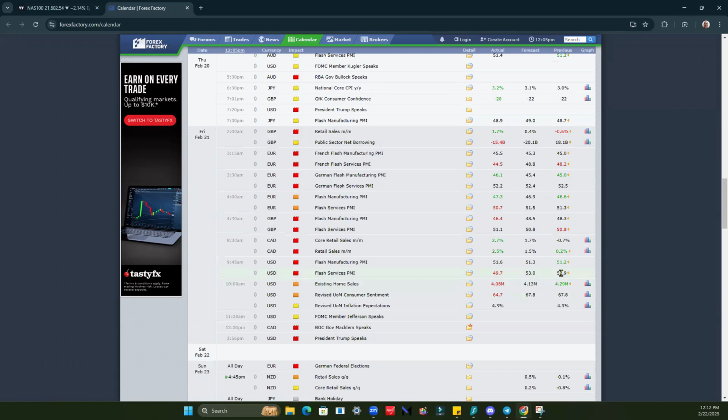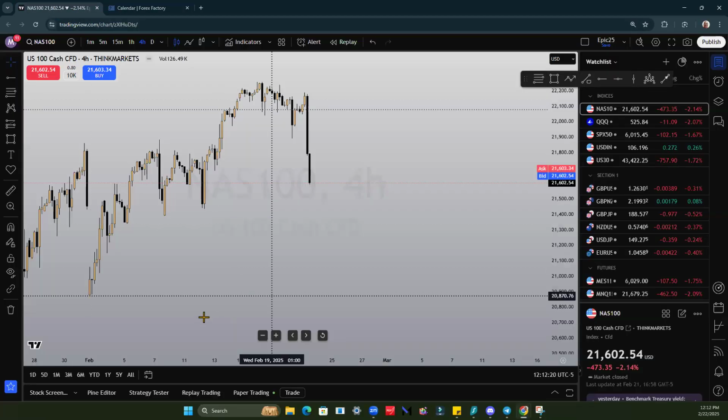As you can see, these were the forecasts and the actuals, but there was a negative number. So what do you think happened with a negative number? It shoots down. So you're going to go to the chart, and you're going to look at 9:45. We're going to backtest this real quick. 9:45. Go to the chart.